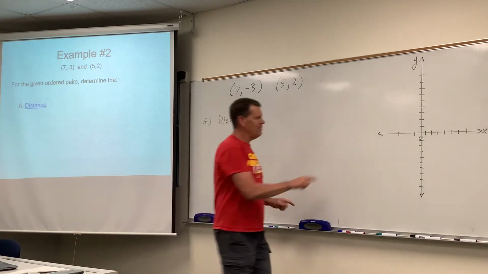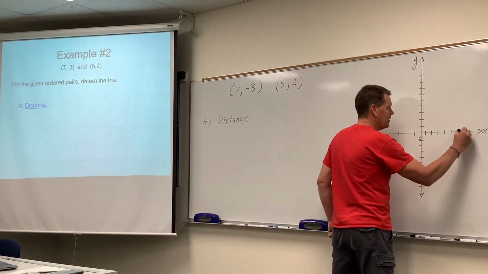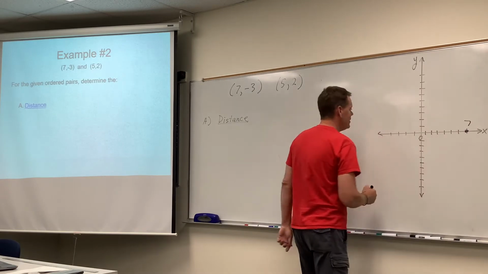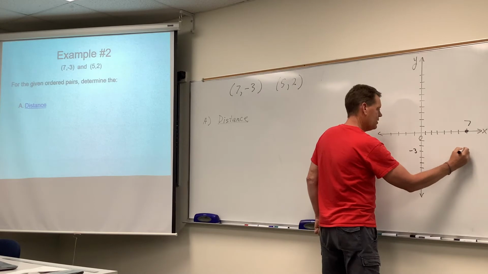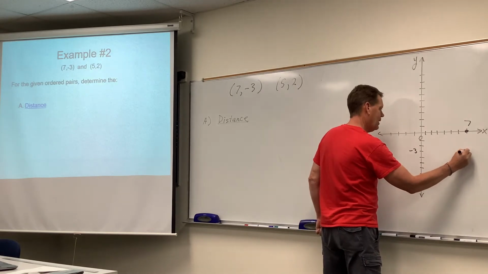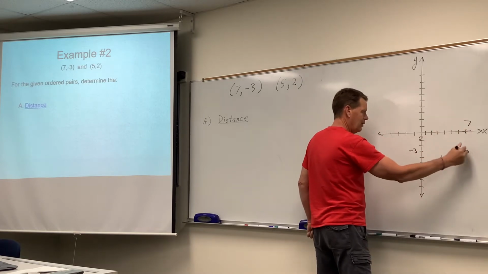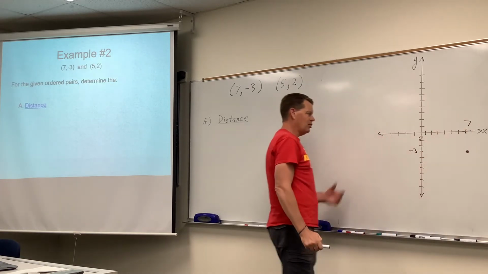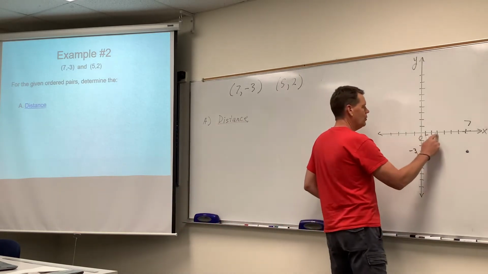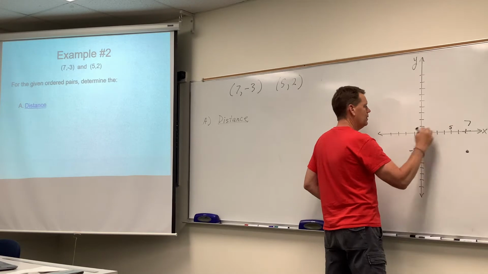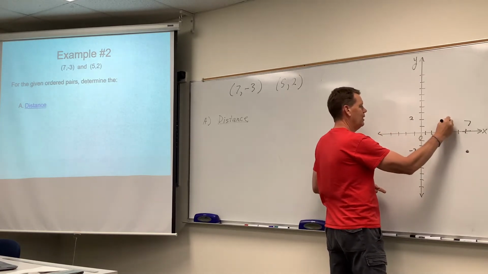So x is 7, right? It's positive 7. 1, 2, 3, 4, 5, 6, 7. X is 7. All right. And y is negative 3. Negative 1, 2, 3. So that ordered pair would be somewhere around here. Let me get that other one out of there. All right. So 7, negative 3 is that ordered pair, that position, that location, that point. 5, 2. 1, 2, 3, 4, 5. 1, 2, 5, 2, right about there.